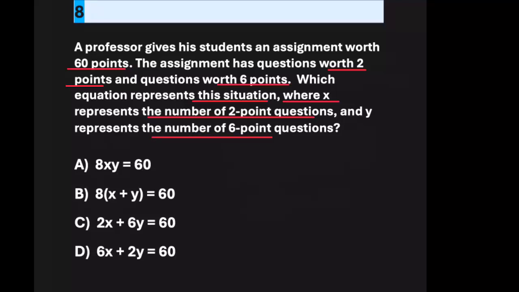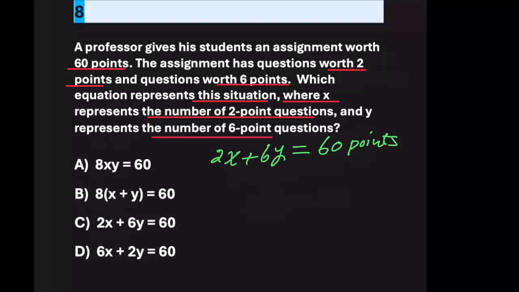So we have two types of questions. One type of question is represented by x, and each question has the value of 2 points. So we multiply 2 here because x represents the number of questions and each question has the value of 2, plus y questions with 6 points for each question. So y is the number of questions and each question has the value of 6 points. So we multiply 6. So together, when you add them, it will give you 60 points.